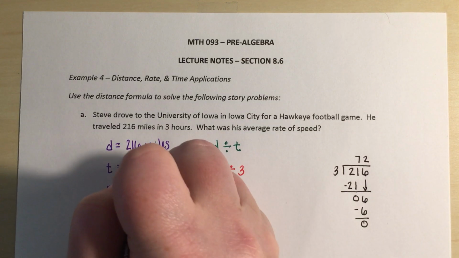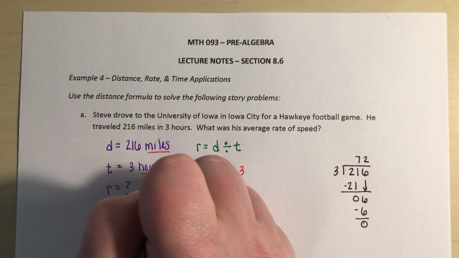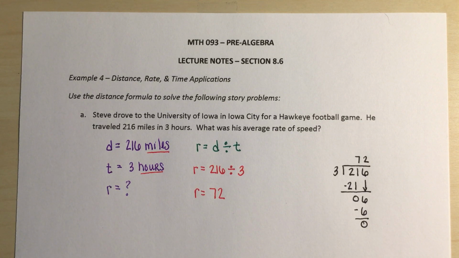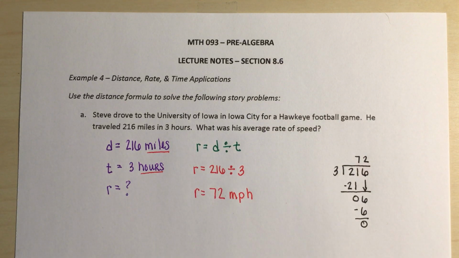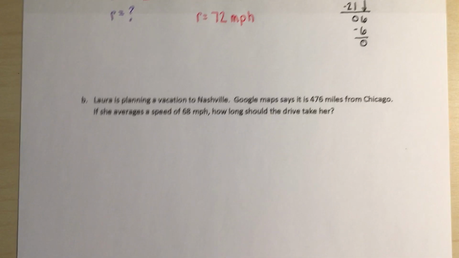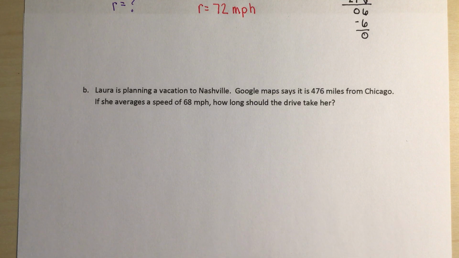Right, when we're labeling this, remember rate gets labeled in distance per time. So we're going to say miles per hour. Right, and feel free to use MPH as an abbreviation for miles per hour. All right, so for B, we're going to do the same thing. We're going to read through the problem, make a list of what we know, and then use that to solve the final problem. Laura is planning a vacation in Nashville. Google Maps says it's 476 miles from Chicago. If she averages a speed of 68 miles per hour, how long should the drive take her?